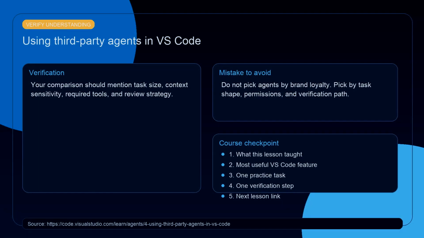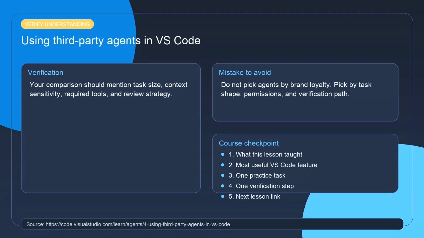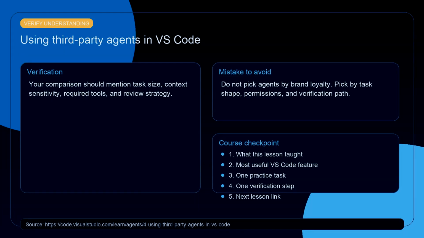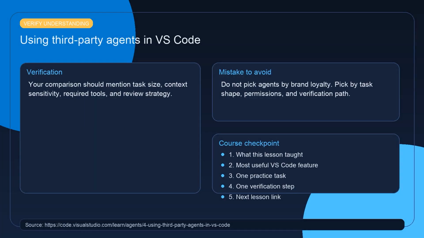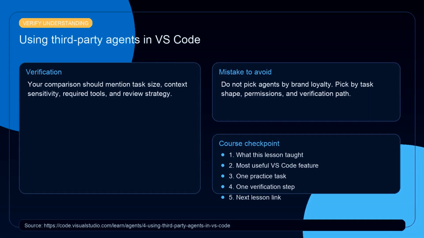The mistake to avoid: do not pick agents by brand loyalty. Pick by task shape, permissions, and verification path. The 3 takeaways are: VS Code can host Claude and Codex. Agent choice depends on task shape, and permission mode still matters.